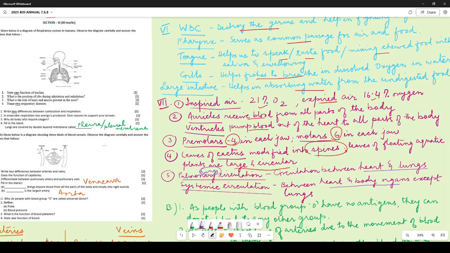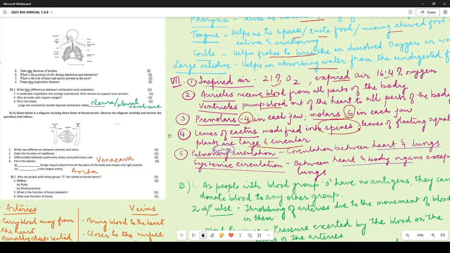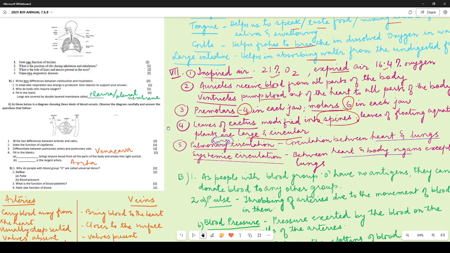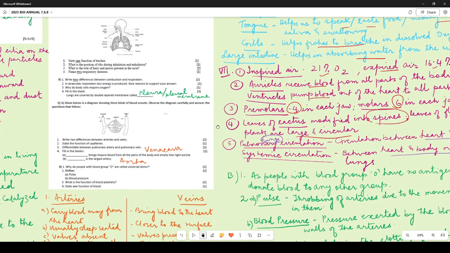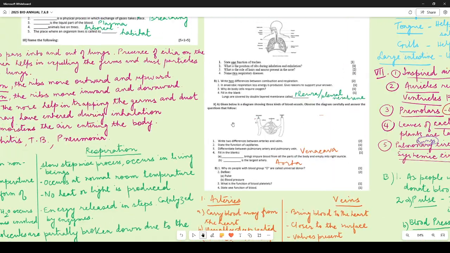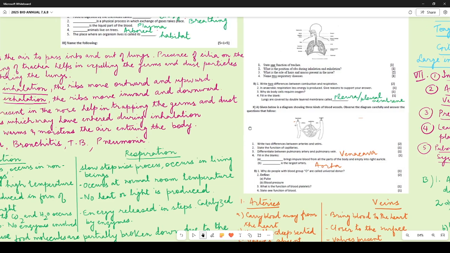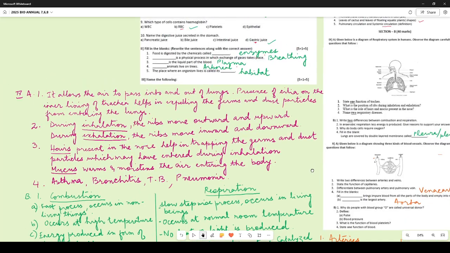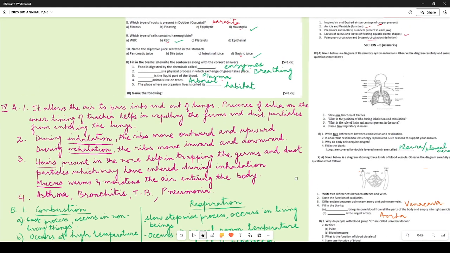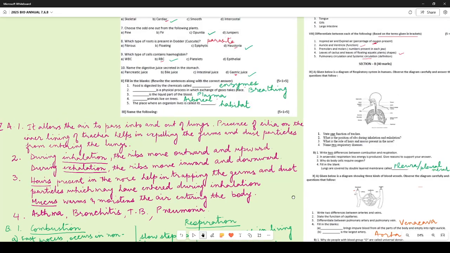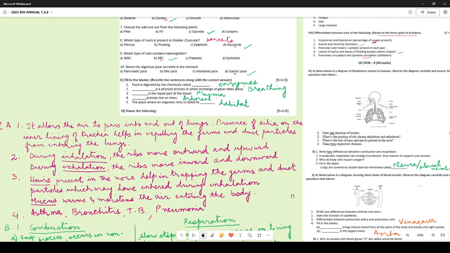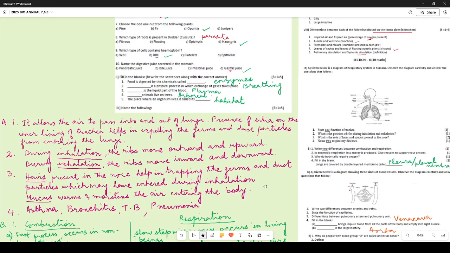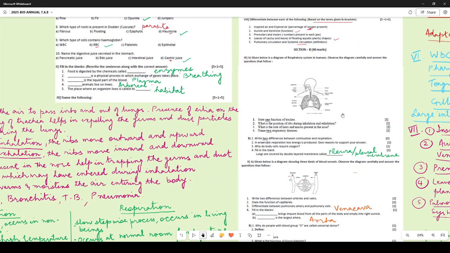Okay, now let us move on to the next part. Write two differences between combustion and respiration. Let me see, where did I put it over here. Combustion and respiration. Oh, no. Oh, sorry, I missed out on this question.